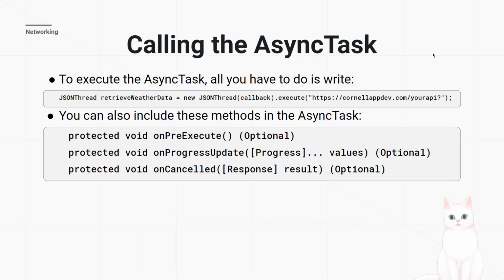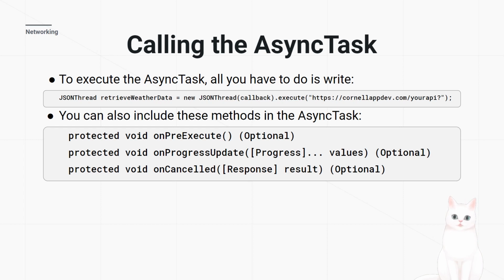In addition, to execute this async task, all you have to do is write JSON thread, retrieve weather data, let's say if you're getting it from a weather API, and then just give it the callback you wanted, and then execute the background task. There are also a few other methods in async task, like onPreExecute and onProgressUpdate, and onCanceled, that also do different things.